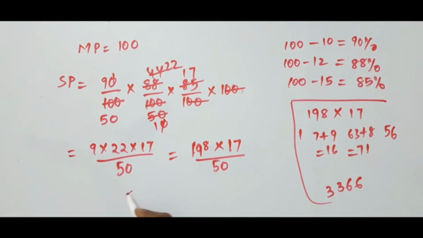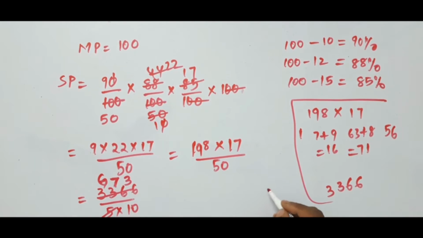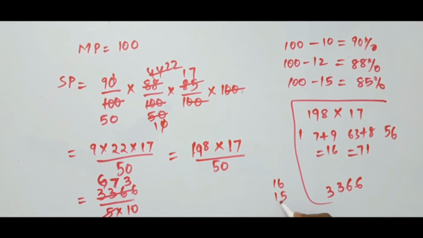So this is equal to 3366 by 50. Let us write it as 10. Now 5 6s are 30, and here 35. So here 5 7s are 35. Remain with 1. So 3, and 16 minus 15 is nothing but 1. So you will keep 1.1 and 0. Then you will get 2.